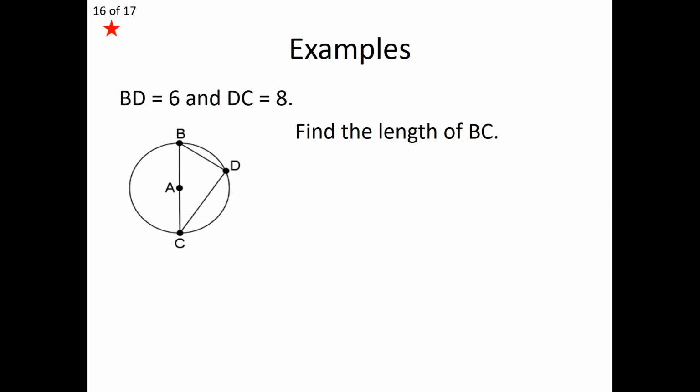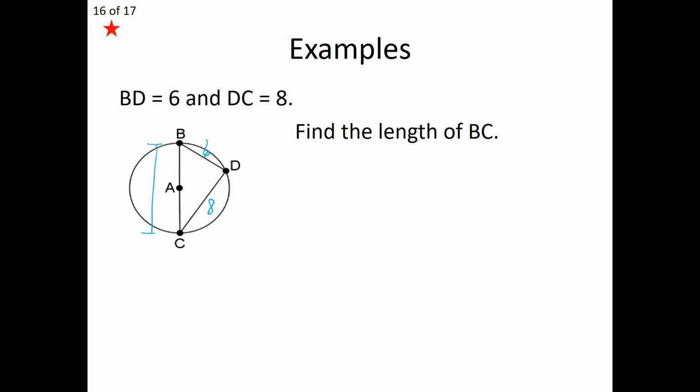Let's take a look at our next example. Now, in this next example, we're going to be given side measures of this triangle, and we actually can find a missing measure. So we're given in the diagram that the length of BD is 6, and the length of DC is 8. I want you to find the length of BC, this entire length, the side of our triangle there.